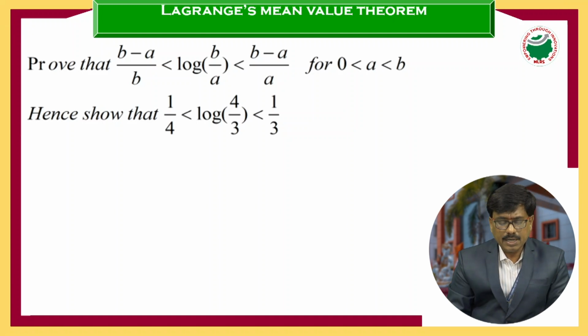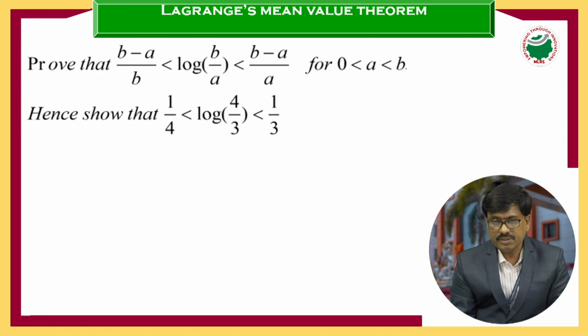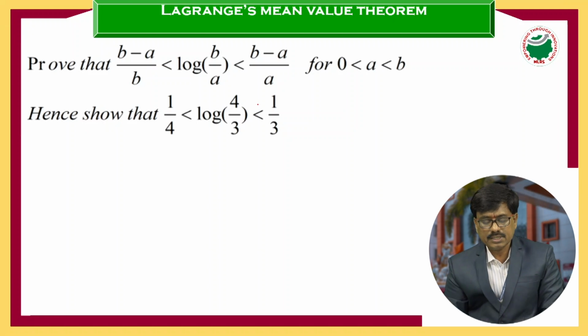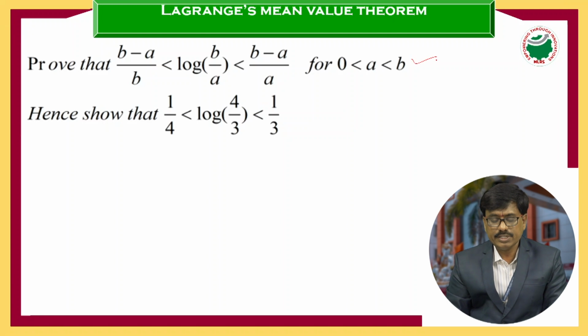Prove that (b minus a) by b is less than log of b by a, less than (b minus a) by a, for 0 less than a less than b. We need to take always positive values, and also hence show that there is one more inequality given. Let me prove this first result, then we need to substitute some values of a and b.